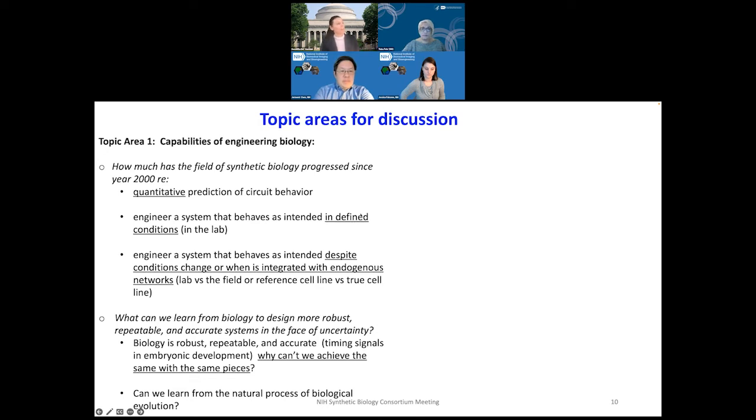So the key question is, how much has the field of SynBio progressed since its inception in 2000, specifically regarding our ability to design behavior in a quantitative way? And this should be true despite all external influences that the field application that we are envisioning will carry. And then the second point is, what can we learn from biology? I mean, biology doesn't have these problems. It's perfectly repeatable, robust, and accurate. So can we learn something from it?